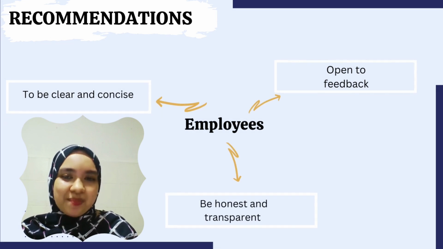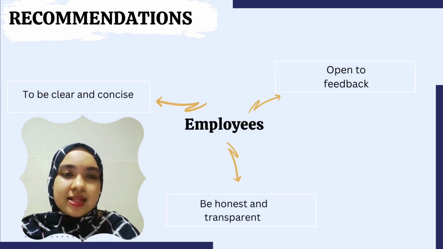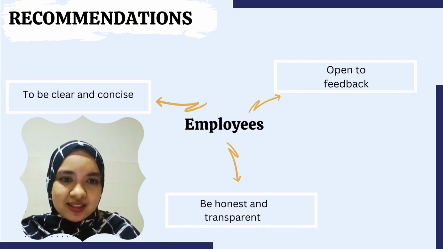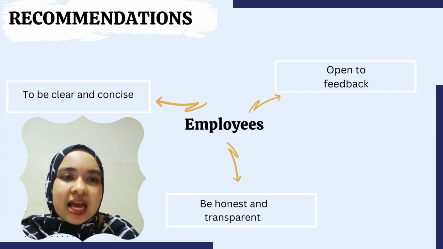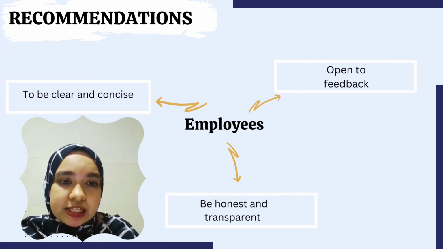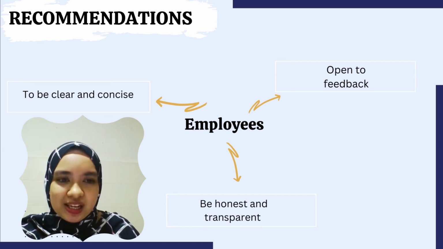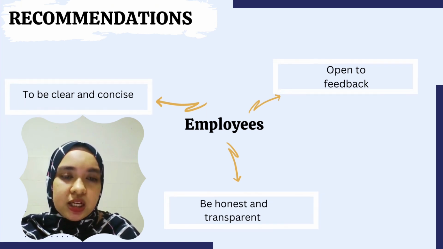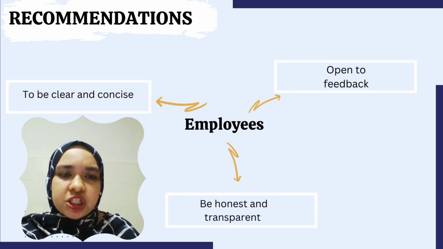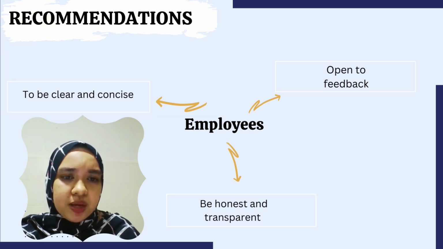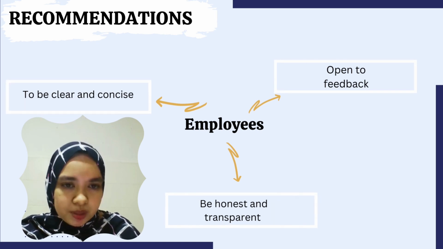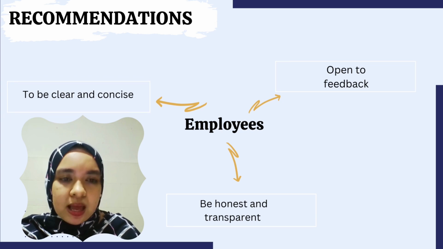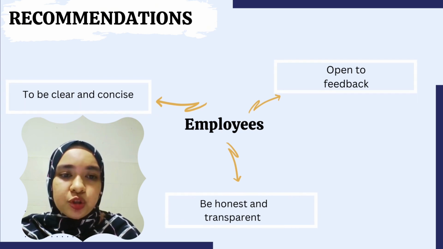Now we go to the recommendation. There are numbers of things that organization can do to overcome communication issues. This includes staff and employer who needs to be clear and concise. When communicating, make sure that the message is clear and easy to understand. Do not use jargon or technical terms that your audience may not understand. Other than that, always be honest and transparent. For example, if the employee is not sure about something, be honest and say so and don't try to sugarcoat the truth. That behavior might cause a mess.